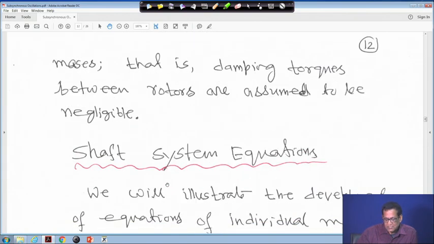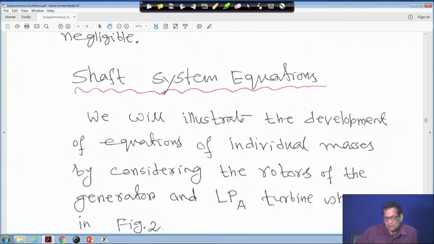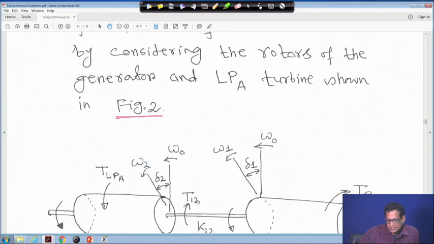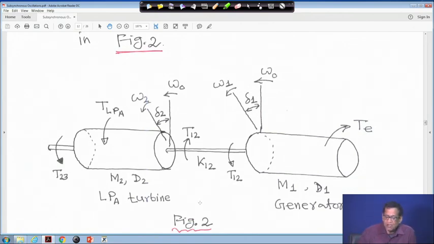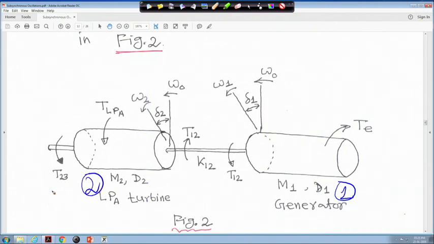Now, the shaft system equations. In the shaft system we have seen the generator, the low pressure section of the turbines, then intermediate pressure, then high pressure. We will illustrate the development of the equations of individual masses by considering the rotors of the generator and LPA turbines shown in figure 2. This is only what we saw in figure 1: this is section 1, and this is section 2. Only these two parts we have considered. Similarly, 3, 4 and so on.